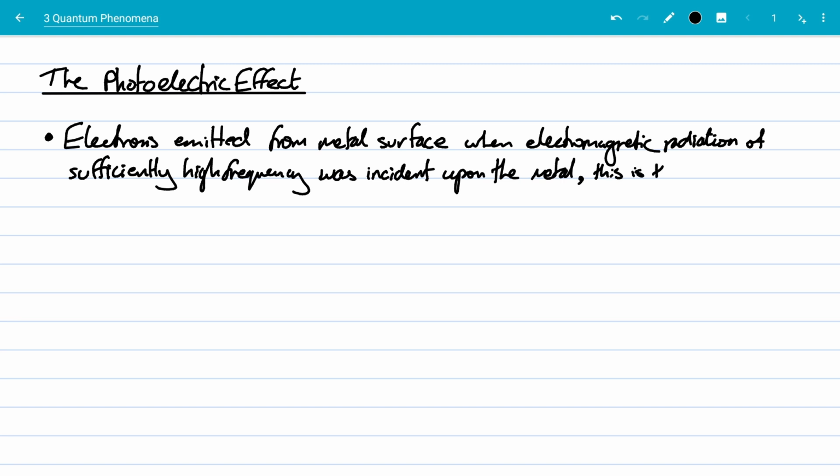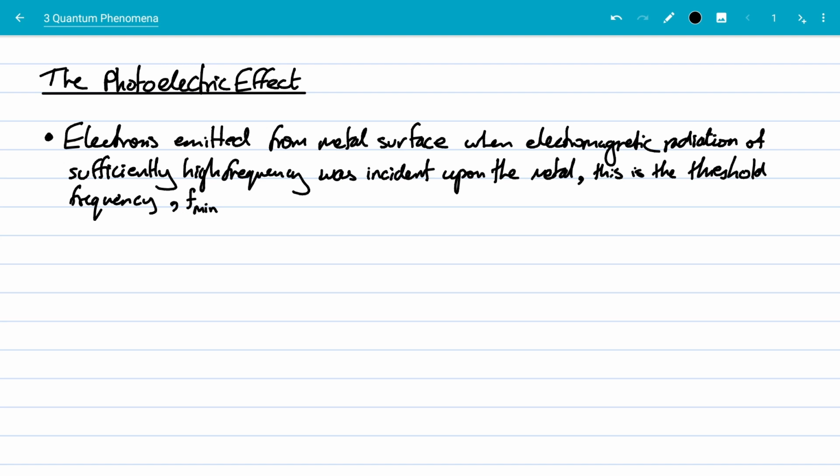Threshold frequency. Now, how do I spell threshold? And we've got a symbol for it. We can just call it F0, I suppose, or we could use some other symbol for it. F min, perhaps. Let's use F min. Threshold frequency.